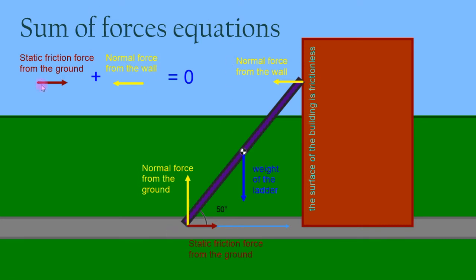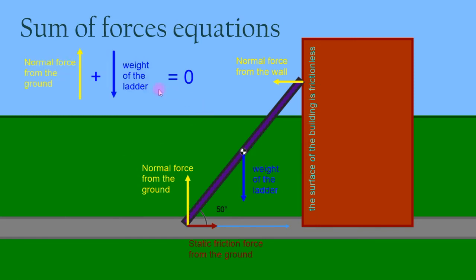First, we recognize that there's only two forces in this direction, the static force of friction and the normal force from the wall. Those two forces combined would wind up giving us a value of 0. It has to be 0 if it's going to be in equilibrium. If this doesn't equal 0, that means the ladder will be accelerating horizontally, and that could be a problem. So we want it to equal 0.